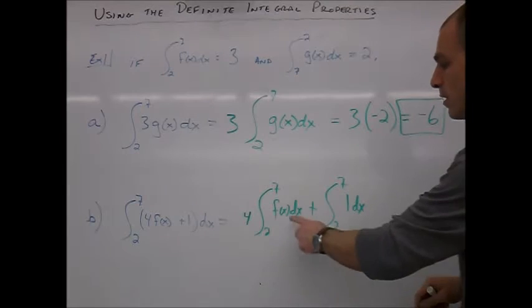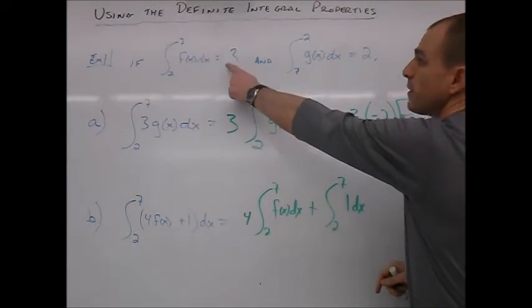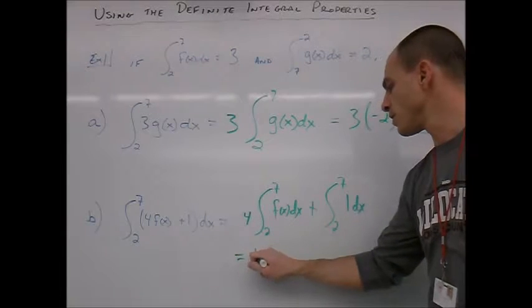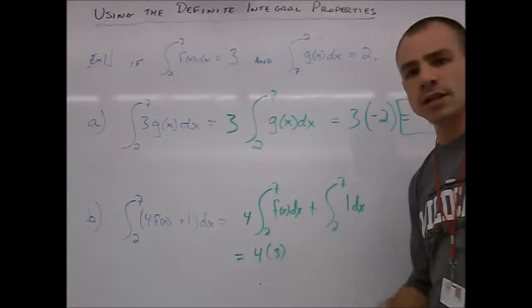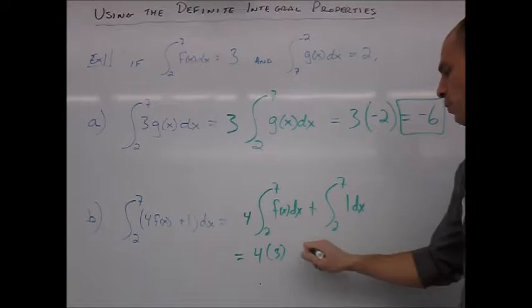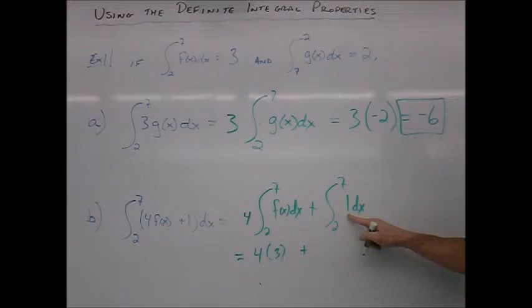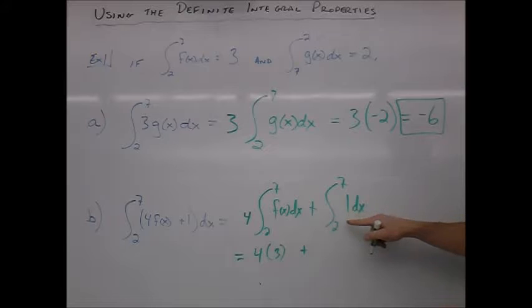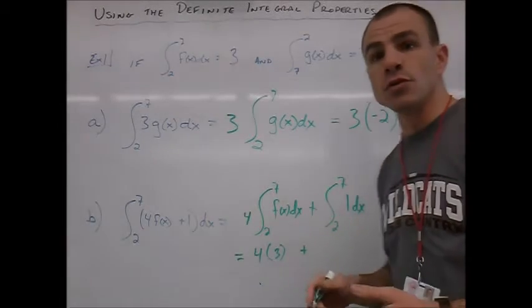Now the integral from 2 to 7 of f is given to be 3. So we can absolutely use that. We know that we have 4 times 3. Now I'm getting down at the bottom of the screen there. What's going on right here? The answer for the second integral is not 1. Remember, it's the area between 1 and the x-axis as x goes from 2 to 7.